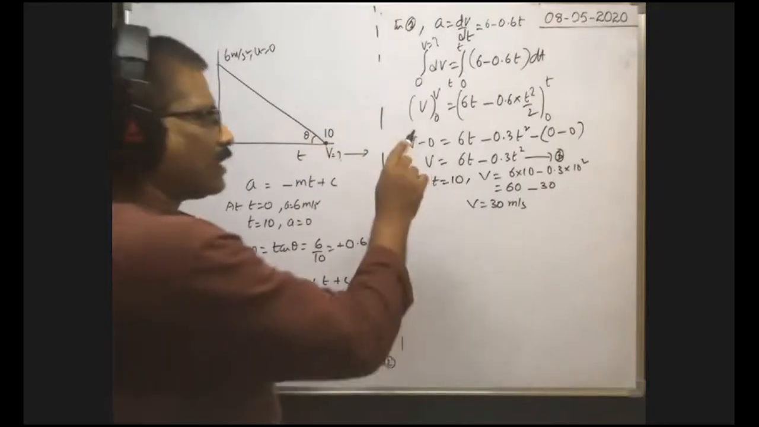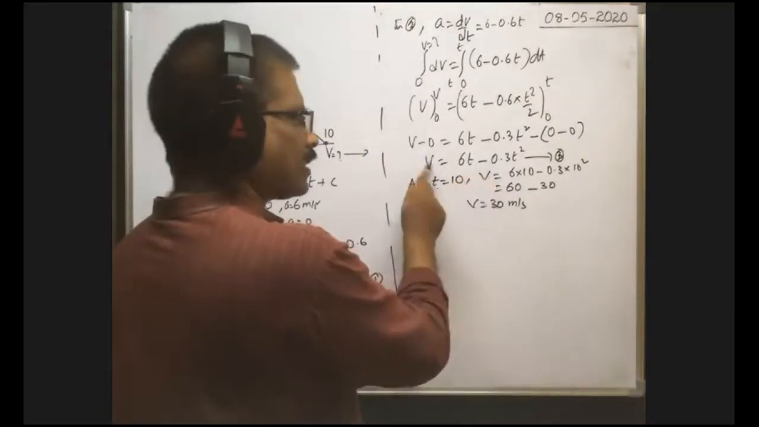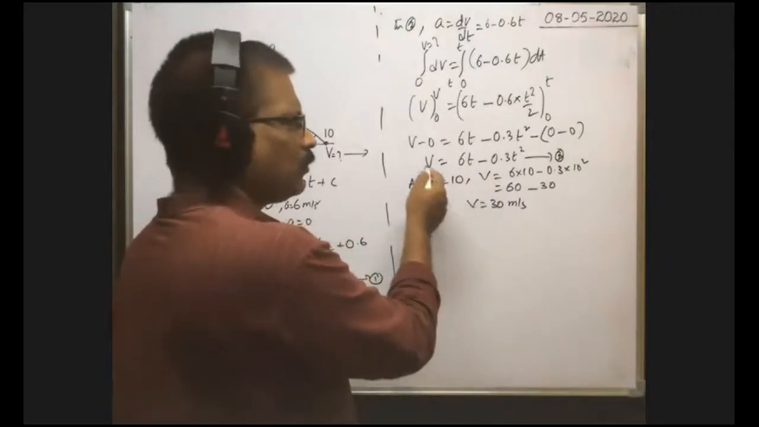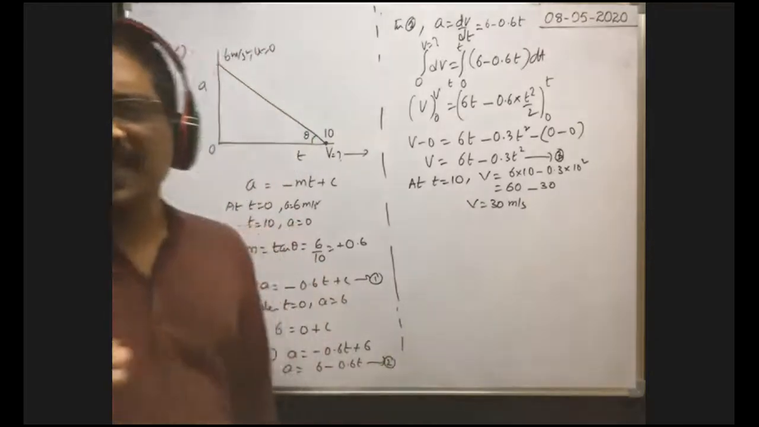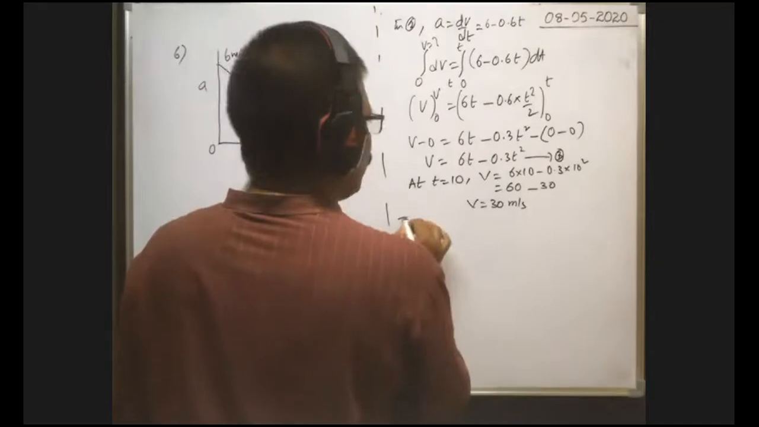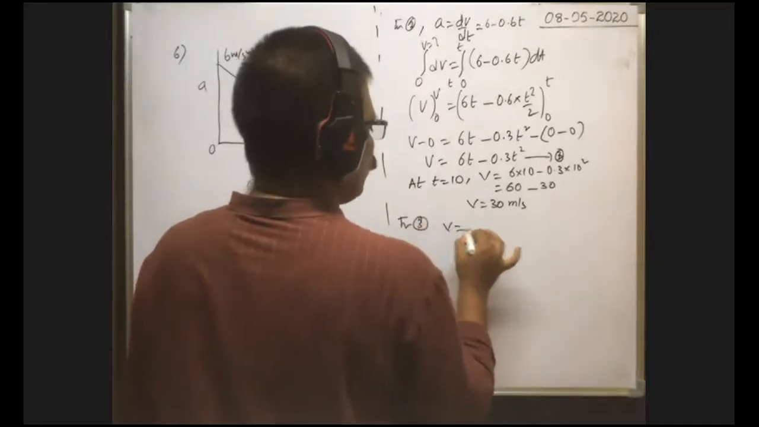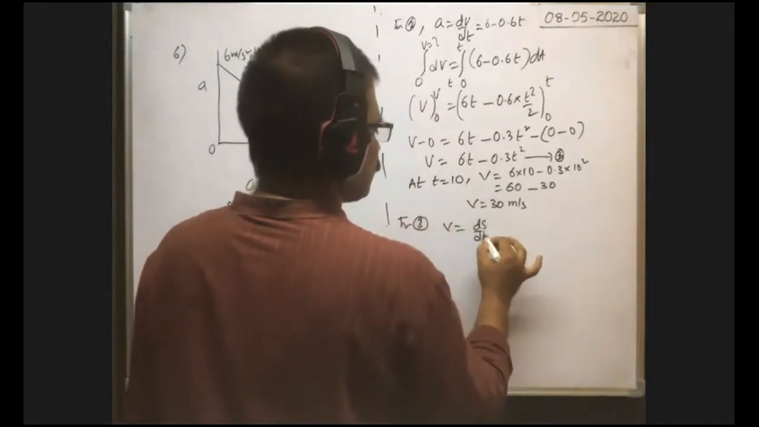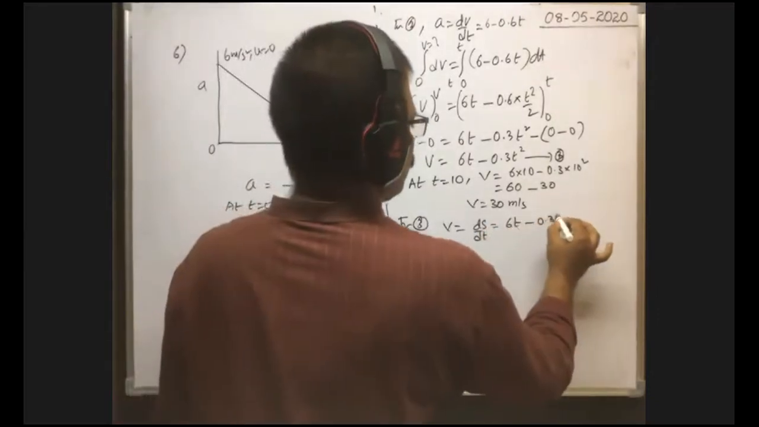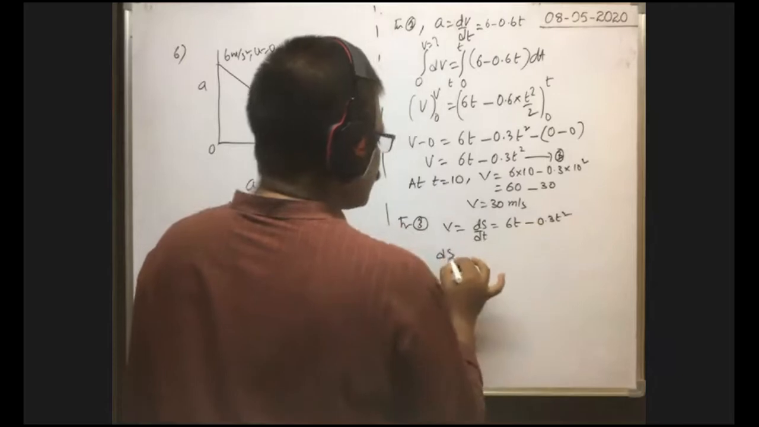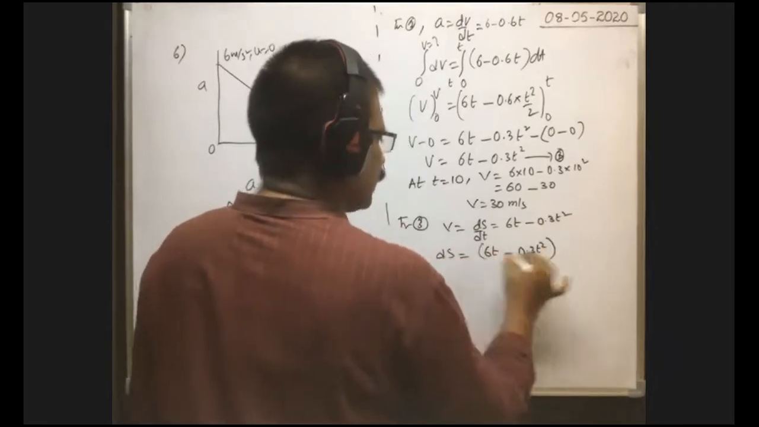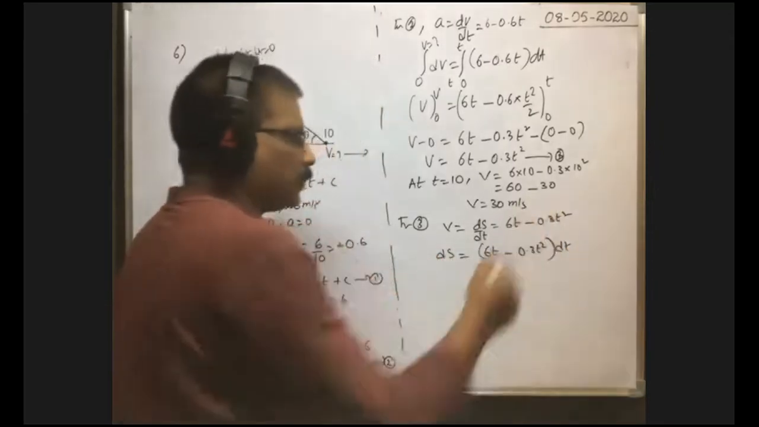Here, velocity is also not constant. If velocity is constant, then distance traveled in 10 seconds is equal to V into t, V into 10. That gives the answer. But velocity is also not constant; it varies with time. That's why here from equation 3, V is equal to ds by dt, displacement by time, that is equal to 60 minus 0.3 t square. Or ds is equal to (60 minus 0.3 t square) into dt. Just we have done cross multiplication.